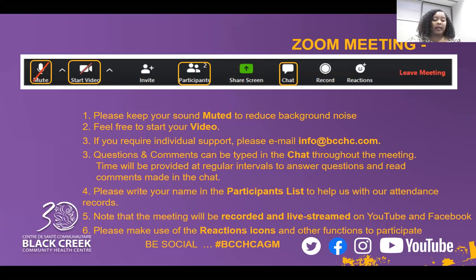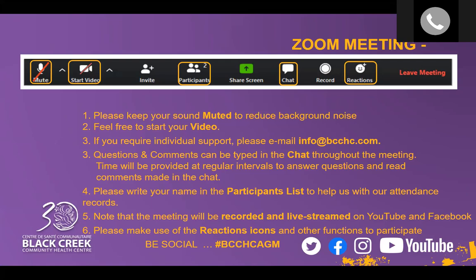If you are deciding to use the chat button, it would be really helpful if you could begin by typing your full name so that we can include you in our AGM attendance. Also, something to keep in mind: if you are joining us by phone, in order to mute or unmute yourself, you will have to press *6. And if you want to raise your hand to make a comment or ask a question, you would have to press *9. Other than that, we encourage you all to be active on our social media page if you can throughout the meeting. Our hashtag is #BCCHCAGM.